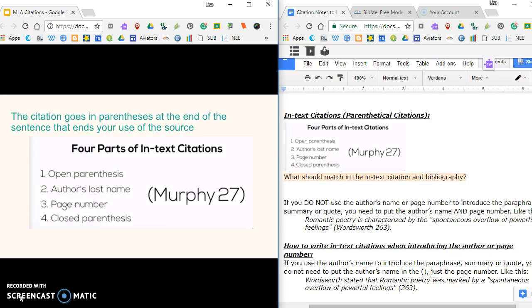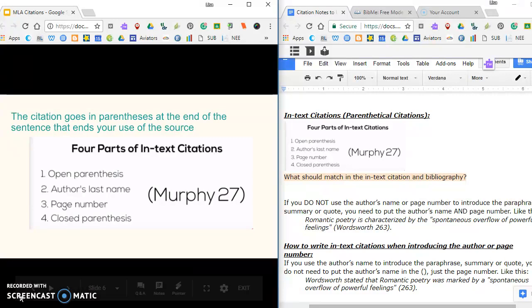That video had a ton of information for us, so we're just going to break it down a little bit and go over some specifics. One thing that they covered in the video was the 4 parts of an in-text citation, and they are: you have to start with an open parentheses, you're going to have the author's last name, the page number, if available, and a closed parentheses. If you remember, they told us one thing that should match in the in-text citation and bibliography. Do you remember what that was? If so, write it down in your notes right now.